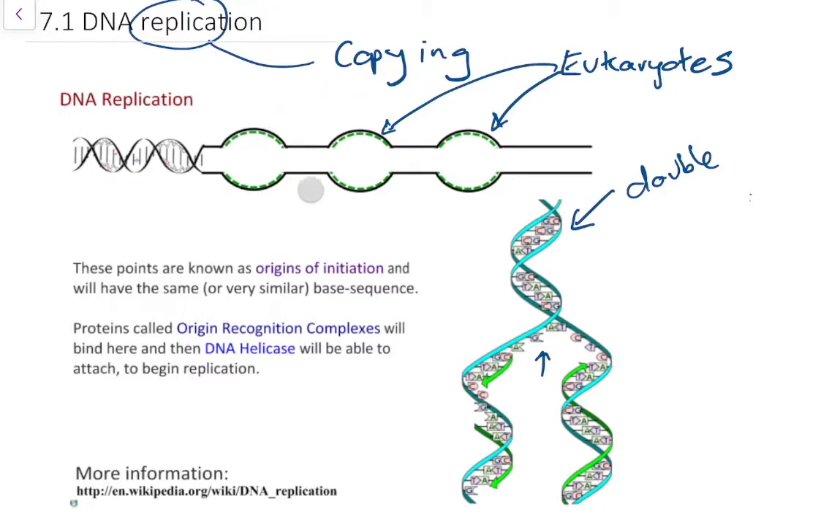So this process of DNA replication happens at multiple points. And what this does is it speeds it up, because if you start copying from all these different points, then you can do it faster.